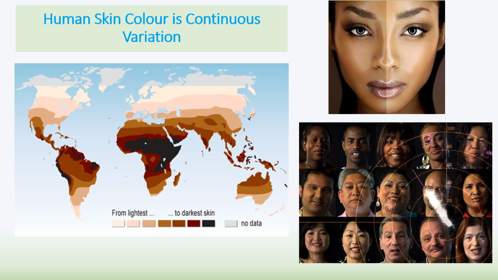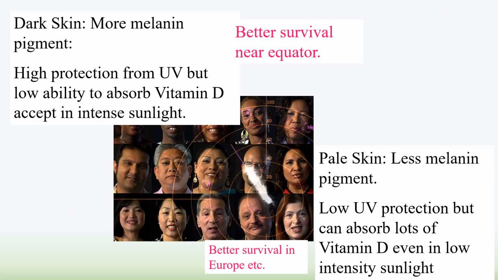Different examples of variation. Skin color is continuous variation because it goes across a range of colors and levels of pigmentation. You can use skin color to look at how different variations may be beneficial or less beneficial in different areas. We think skin color evolved in Africa, and we think dark skin was natural in those parts of the world because there's more melanin. Melanin gives higher UV protection but means you absorb less vitamin D. Pale skin would become more advantageous for people as they moved away from the equator because there is less UV protection but it can absorb lots of vitamin D even in low sunlight.